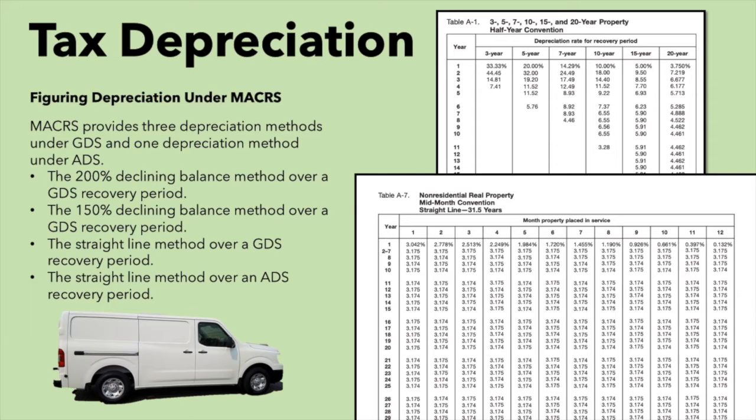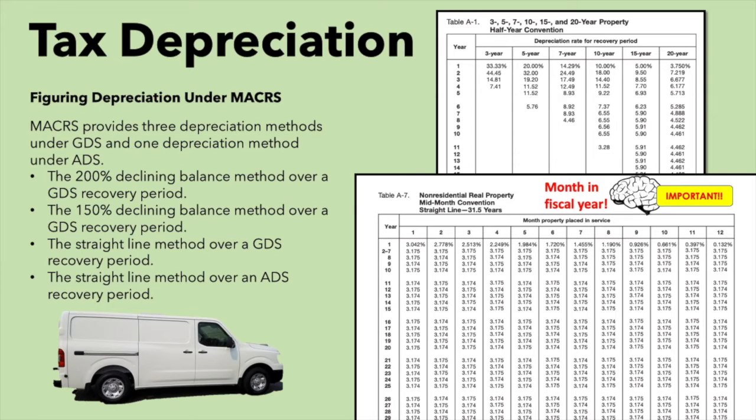And this is the straight line method rather than the double declining method. Across the top, you have different months placed in service. Now, what is important to remember is that this is the month within your fiscal year.